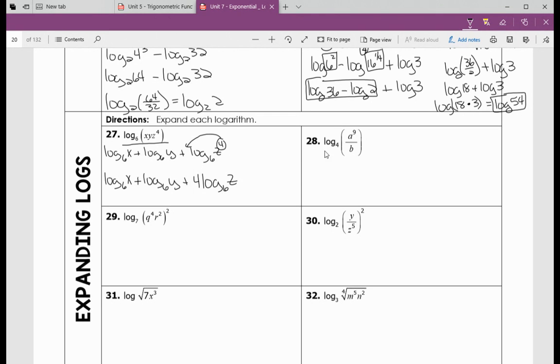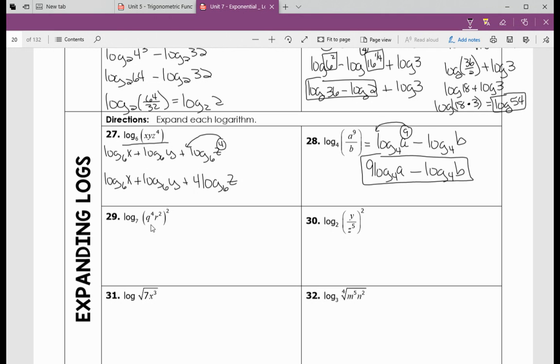In our second example, I have a fraction. So fraction means I'm going to write 2 logarithms using subtraction. So log base 4 of a to the 9th minus log base 4 of b. The only thing I can do here is move my 9 to the front. So that's 9 log base 4 of a minus log base 4 of b. And that would be my final answer for number 28.